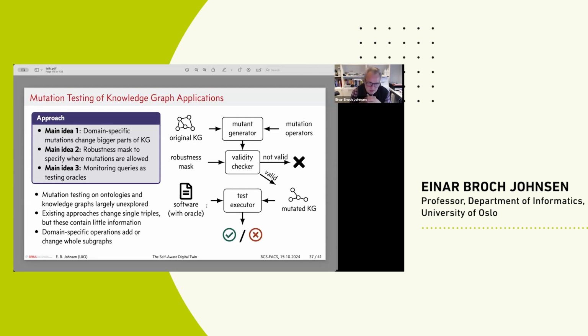And in this way, we can gradually develop this knowledge graph, which is really the contract between the program and the knowledge graph. So this robustness mask, we can gradually add to it as we are developing the mutation test system until we have a clear contract of what the program is expecting from the knowledge graph.